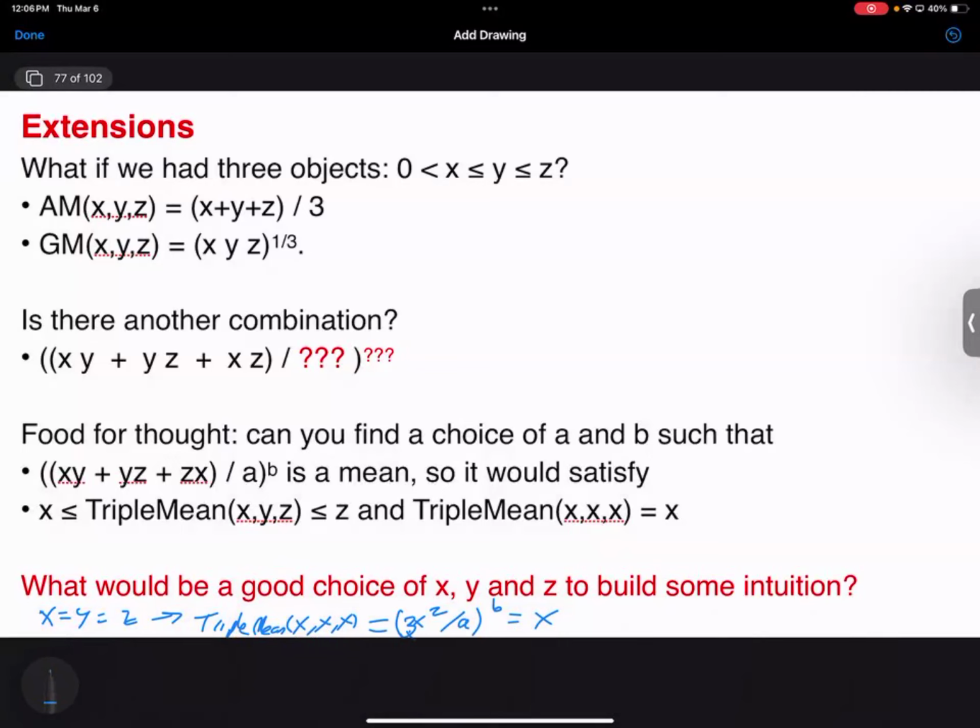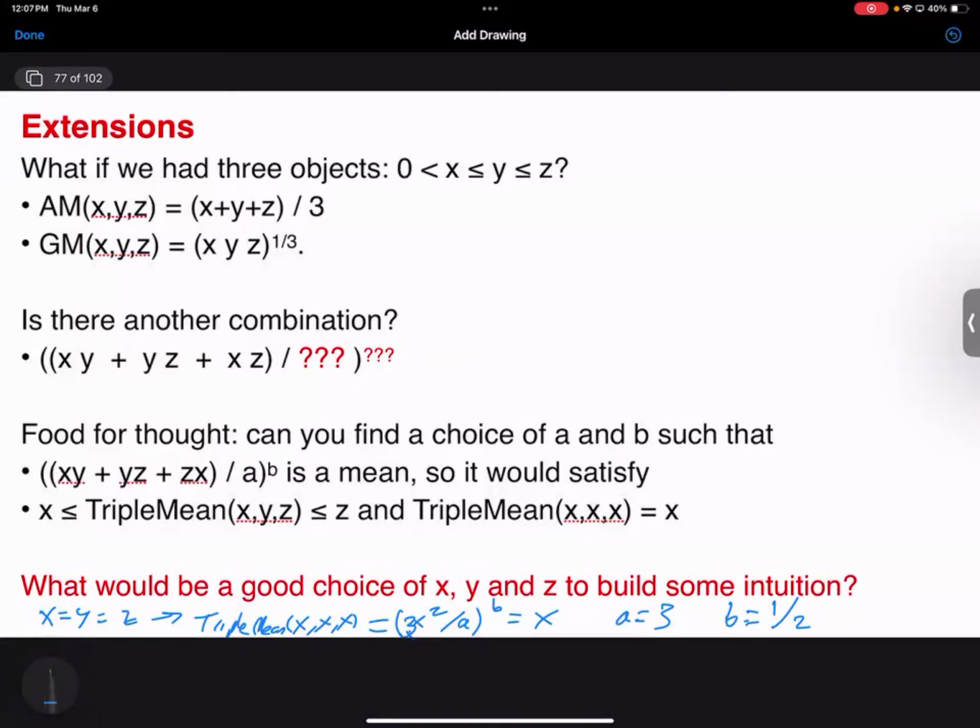3x squared over A to the B has to equal X for all X. What are your thoughts for A? What are your thoughts for B? A is 3, and B is 1/2. So you were close with 2. You said the exponent should be 2. Oh yeah, I meant 1/2, but yeah. Right.